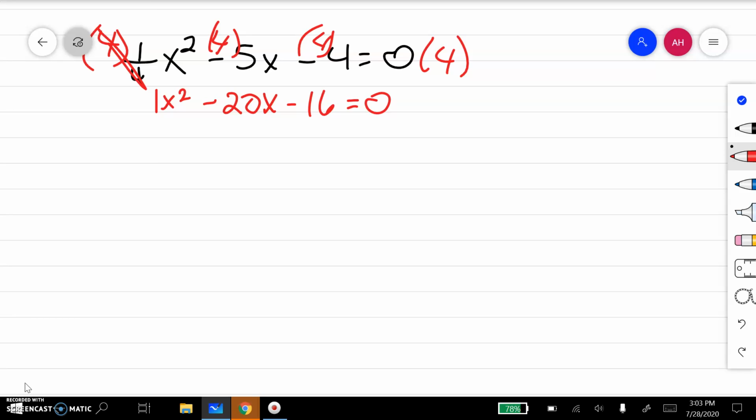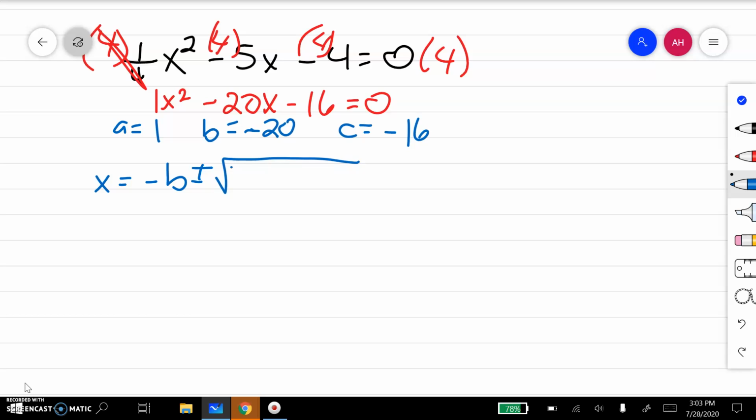So a is the number in front of x squared, so it's 1. B is the number in front of x, so that's negative 20, and c is your constant, or negative 16. So write down the quadratic formula, negative b plus or minus square root of b squared minus 4ac all over 2a. And then we're going to substitute in the values.